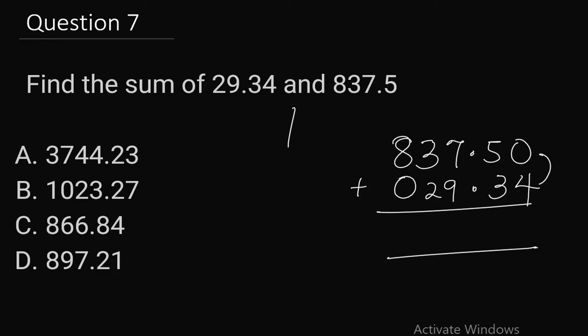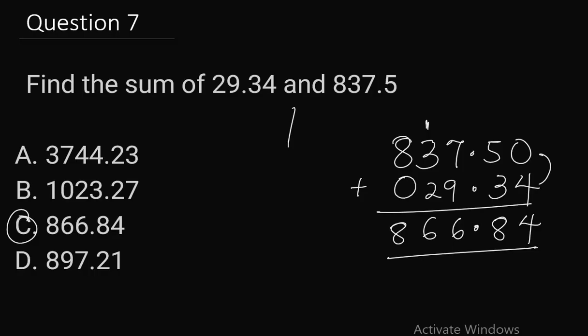4 plus 0 is 4. 5 plus 3 is 8. 9 plus 7 is 16. 6 carry 1. 3 plus 1, 4 plus 2, 6. And you bring down 8. So the right answer is 866.84. Option C.